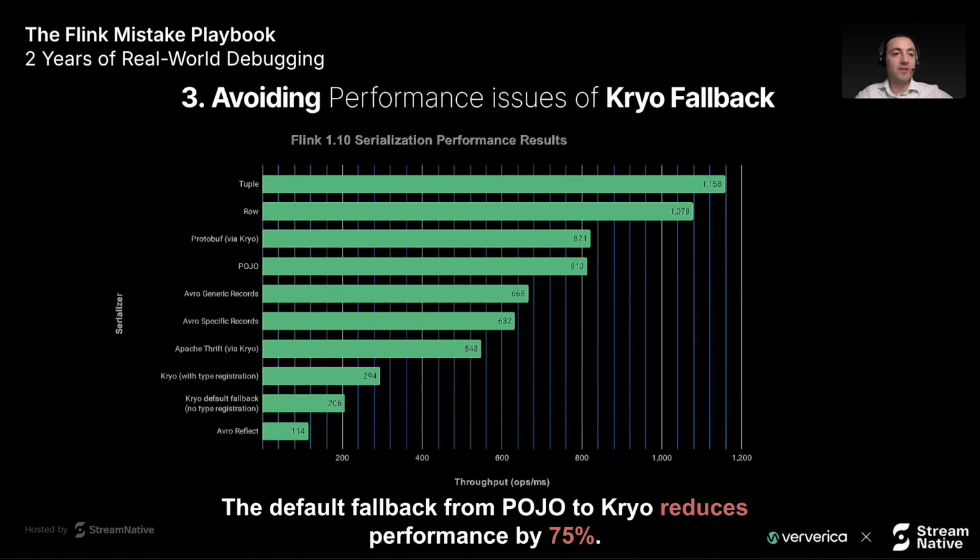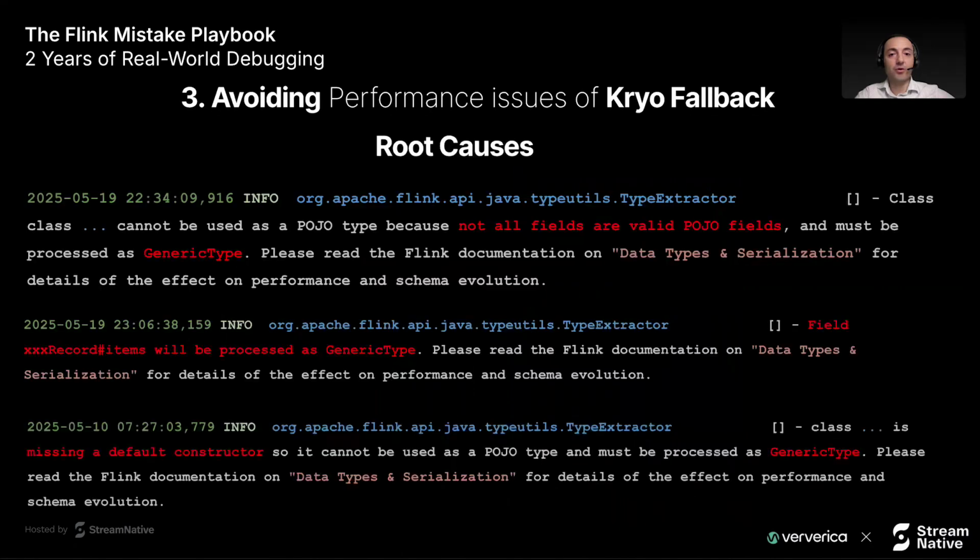So this is really important: we need to catch whether our application is falling back to Kryo serialization or not. When you see logs in your Flink application like "class cannot be used as a POJO type because not all fields are valid POJO fields," or "field XX record, like item type, will be processed as a generic type because Flink doesn't know how to process a type named like item." It's not a primitive type in the Java language that we are using.